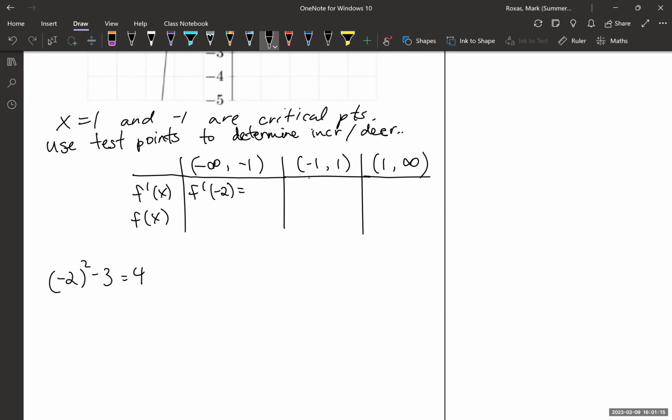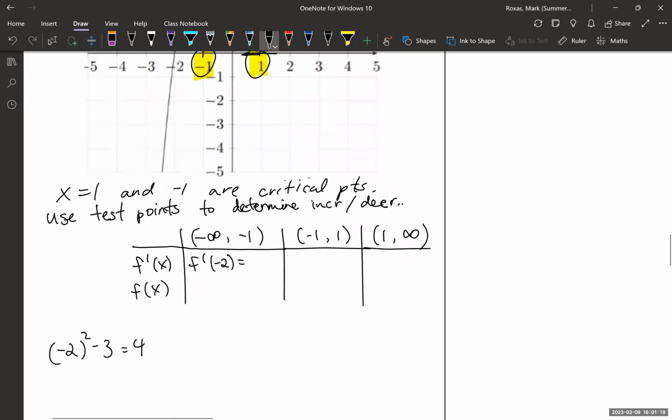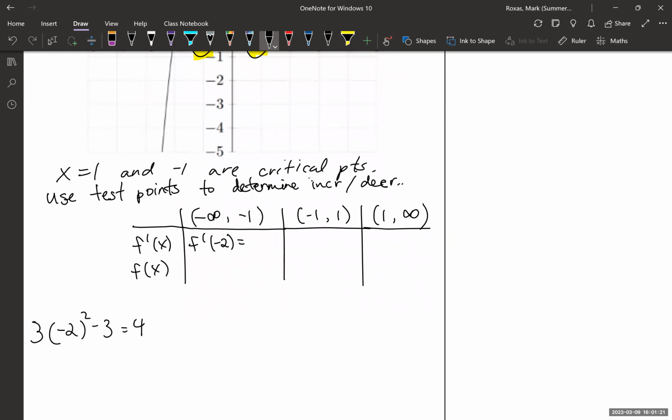Let me just make 3x squared minus 3, so 3 times negative 2 squared, which is 4 times 3, which is 12. 12 minus 3 is 9. Okay, and that says the derivative in that interval is positive if I use a test point. And if the derivative is positive, that says my function must be increasing.